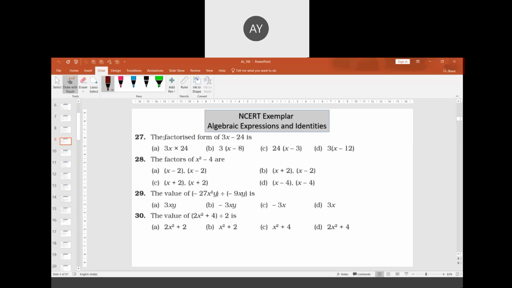The factorized form of 3x minus 24 is. Here we need to take 3 common. It is 3 times x minus 8. So 3 times of x minus 8 is the right answer, Option B.